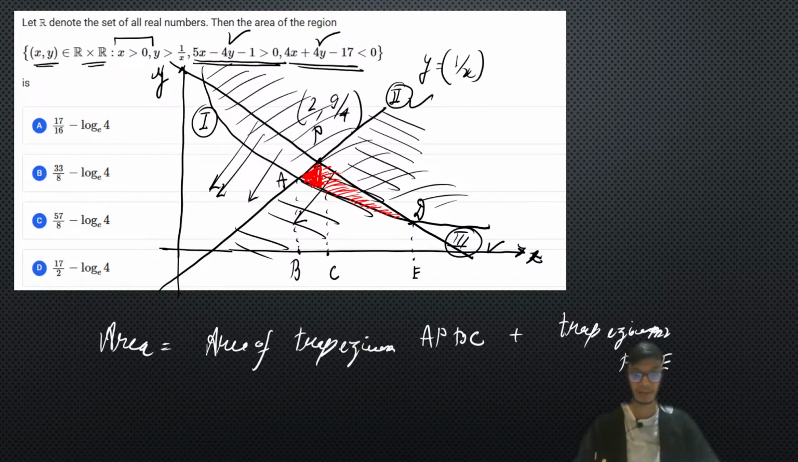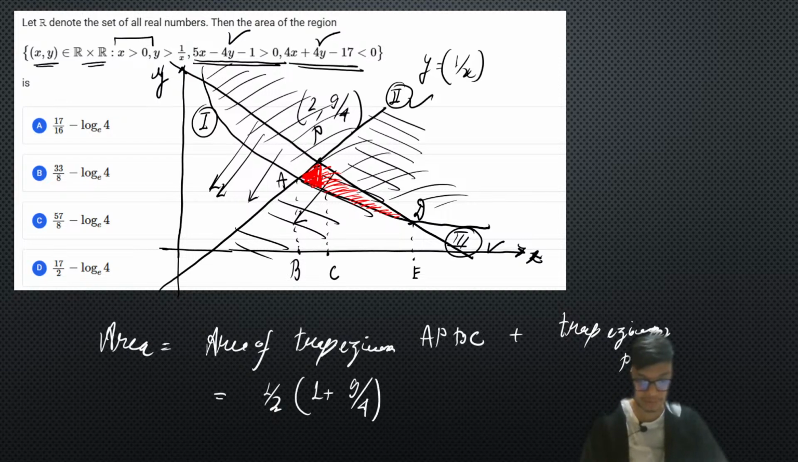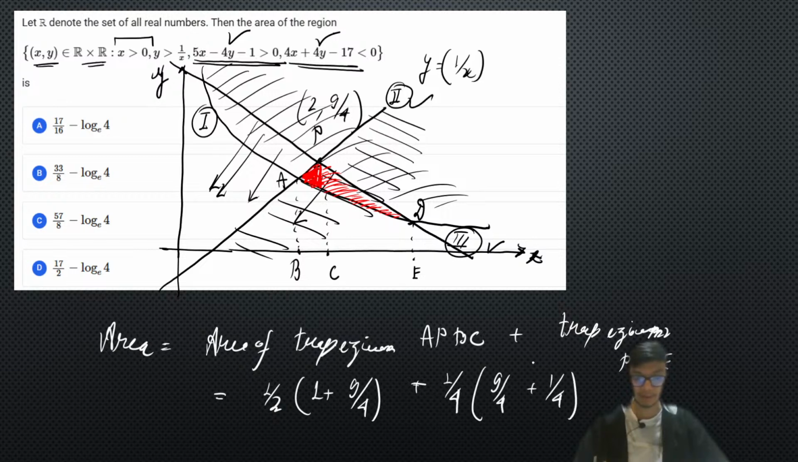If you try to find the area of the trapezium APBC, that is half into the sum of the parallel sides, 1 plus 9 upon 4, and the distance between the parallel sides is 1. Then we will add the second trapezium, which is half into 9 by 4 plus 1 by 4, where the distance between the parallel sides is half.